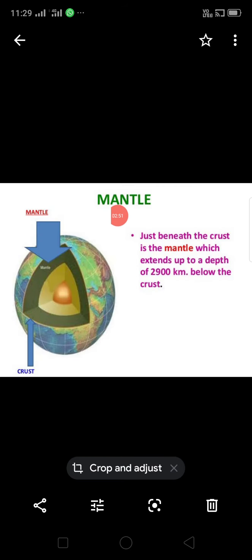The second layer of the Earth is mantle. Just beneath the crust is the mantle, which extends up to a depth of 2,900 kilometers below the crust.